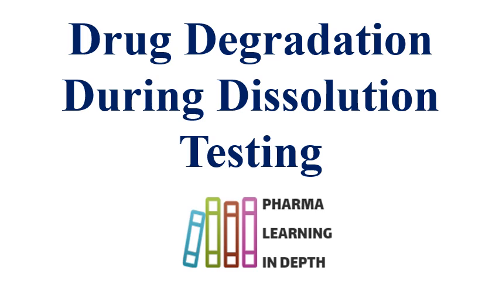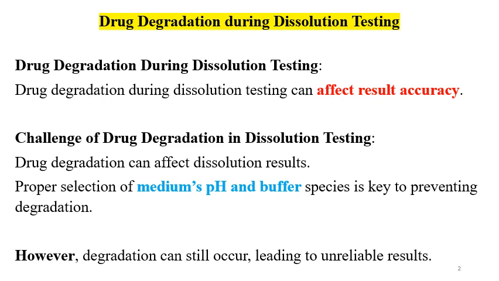If the drugs get degraded during dissolution, then the dissolution results will get hampered. If drug degradation happens, the degradation will affect the results accuracy. So, whenever the dissolution method is being developed, at that time it is required to be studied whether the drug is getting degraded or precipitated in the dissolution medium.